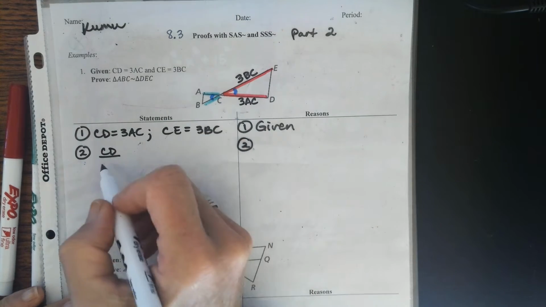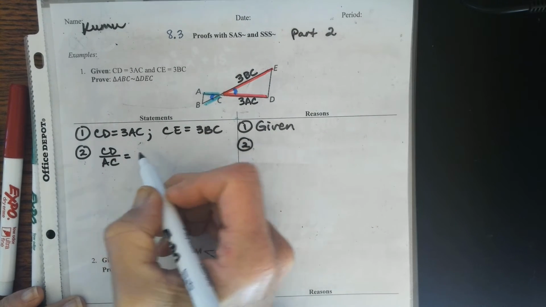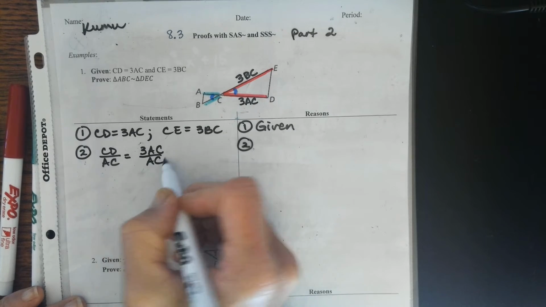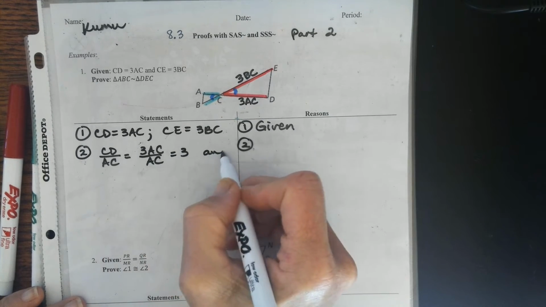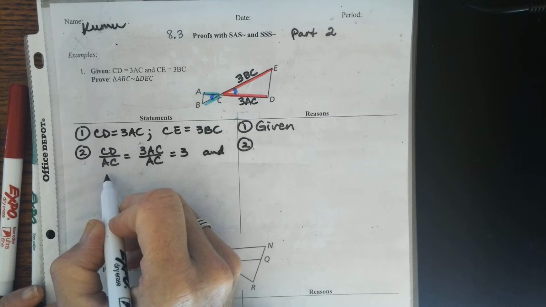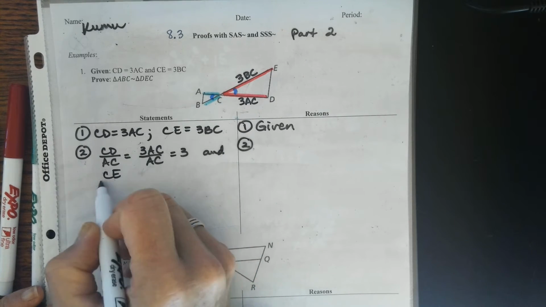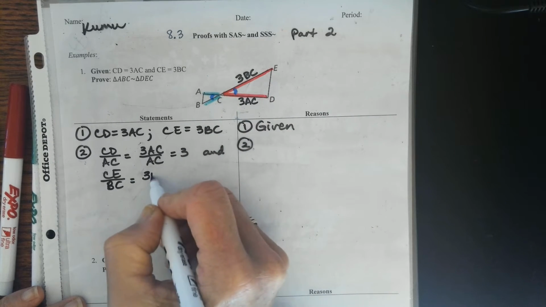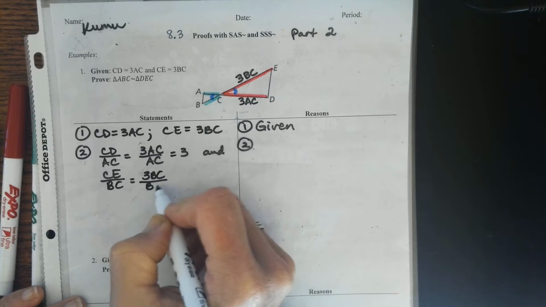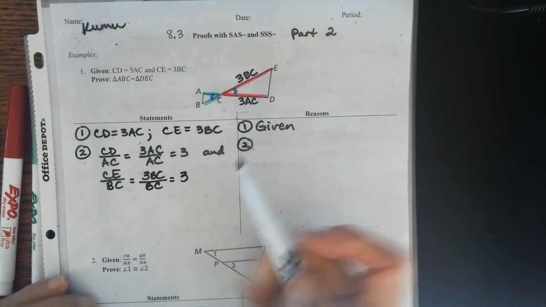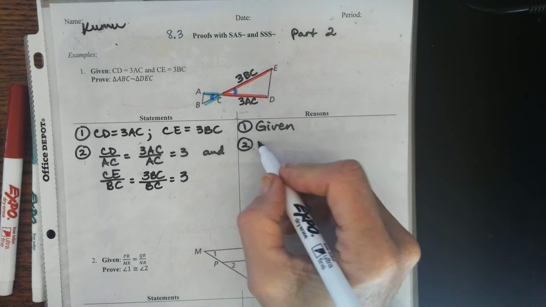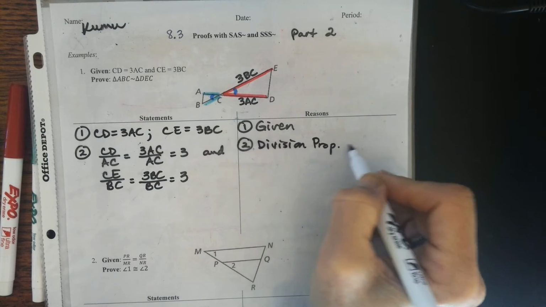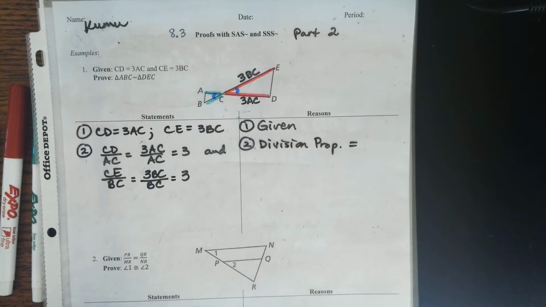So we're going to write that CD divided by AC is equal to 3AC over AC, which equals 3. And then also CE over BC is equal to 3BC over BC, which is equal to 3. So both of those things equal 3. That's actually the division property of equality, because you can divide those.